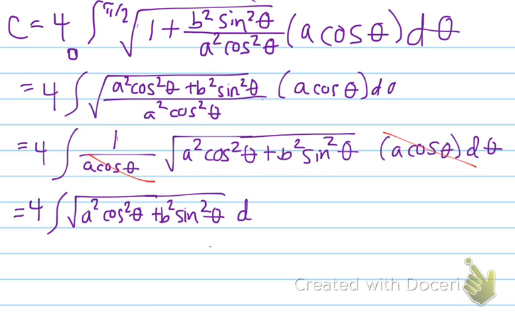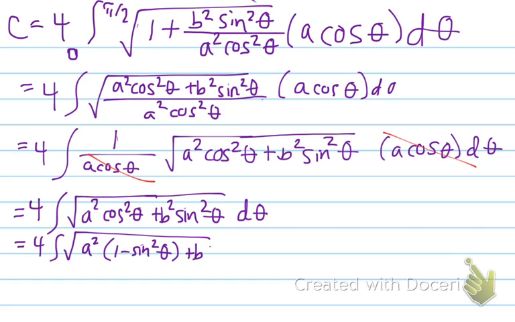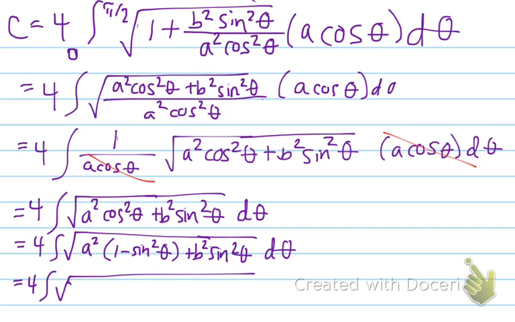d theta. So what I can do from here is turn my cosine squared theta back into 1 minus sine squared theta. So this is 4 times the integral of a squared times 1 minus sine squared theta. That way I only have sines in here. And so again, the reason for doing that is that I can distribute that a squared. So I get 4 times the integral of the square root of a squared minus a squared sine squared theta plus b squared sine squared theta d theta.